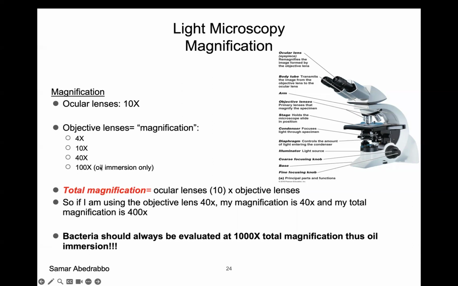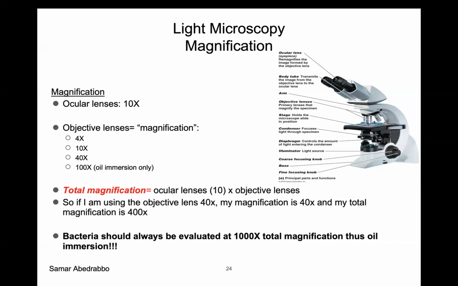So that's magnification. If someone ever asks you, what magnification are you looking at your slide with? They just mean what objective lens are you using? So if you have the 4x objective lens in place and I ask you, it's a magnification of 4x. If you have the 40x, you're going to tell me 40x. If I tell you it's the magnification of the ocular lens, 10x.